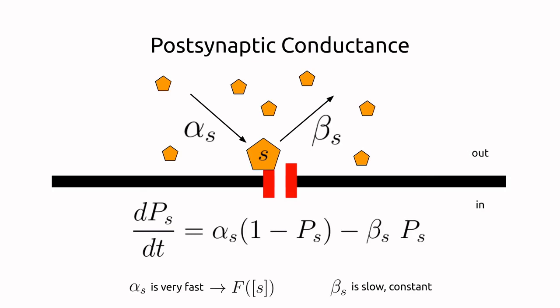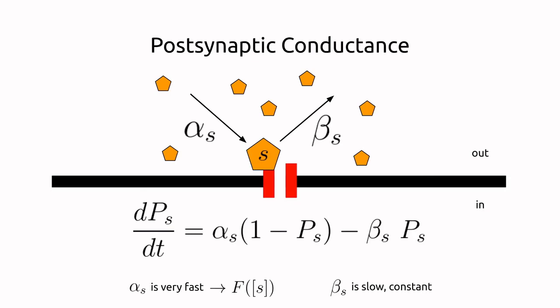Second, we're going to assume that the unbinding rate, beta S, is slow. Empirical time constants are much larger for unbinding than other processes: transmitter release, movement across the cleft, and binding. They all happen much faster than unbinding does.